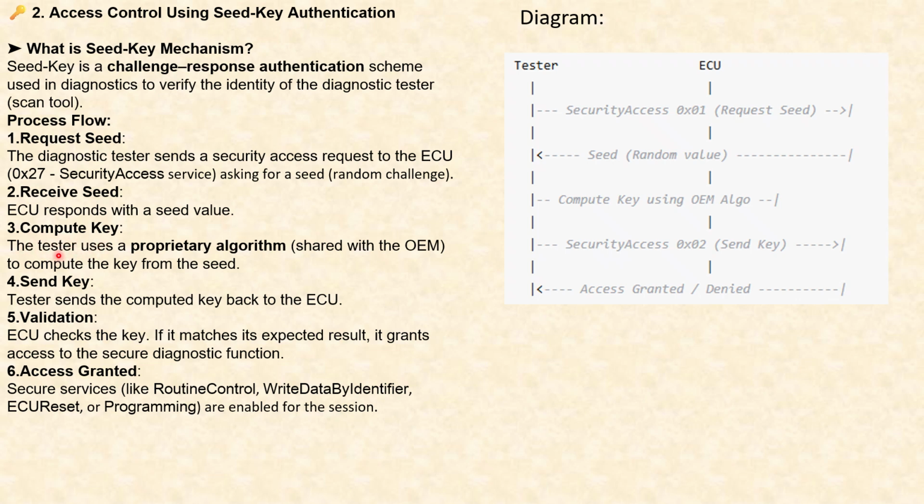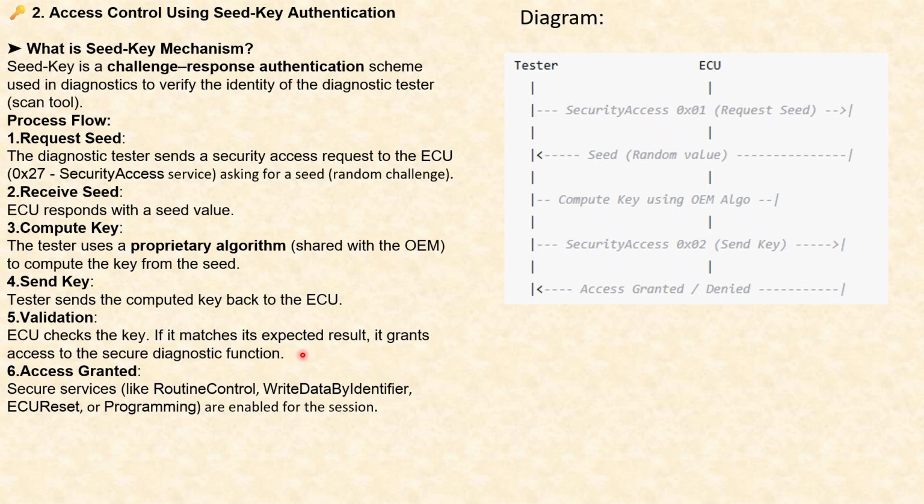Third is compute key. The tester uses the proprietary algorithm shared with the OEM to compute the key from the seed. Understand the sentence carefully. The tester uses a proprietary algorithm. This proprietary algorithm is developed and owned by the OEM, and it computes the key from the seed. Next, the tester sends the computed key back to the ECU. This computed key, which is the output of the above step, is sent back to the ECU, and the ECU checks the key. If it matches its expected result, it grants access to secure diagnostic functions.